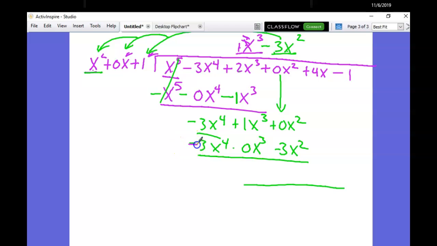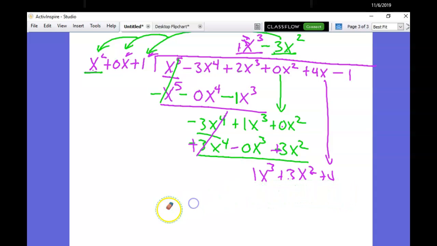So when you subtract a negative, it becomes plus. So those two become pluses. This goes away. 1 take away 0 is 1x cubed. 0 plus 3 is 3x squared. And then we bring down the 4x. All right, go ahead and see if you can find your next 3 blanks.